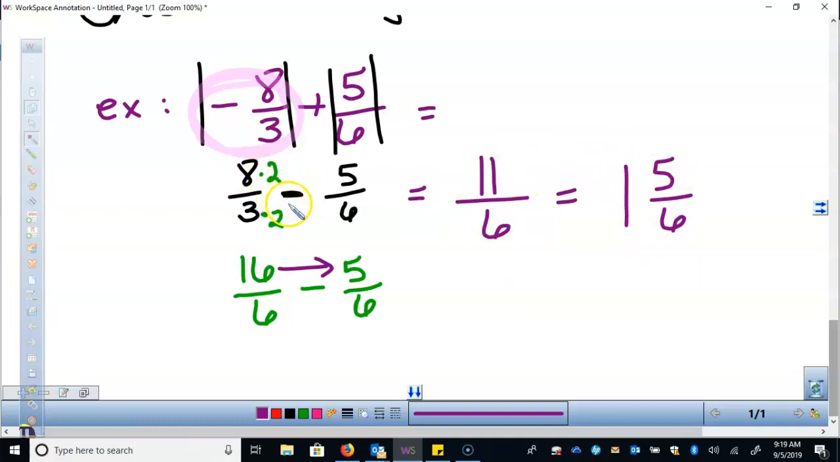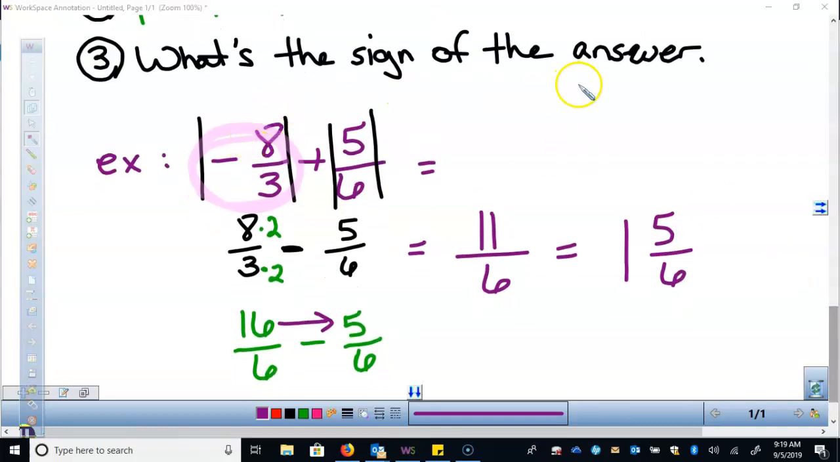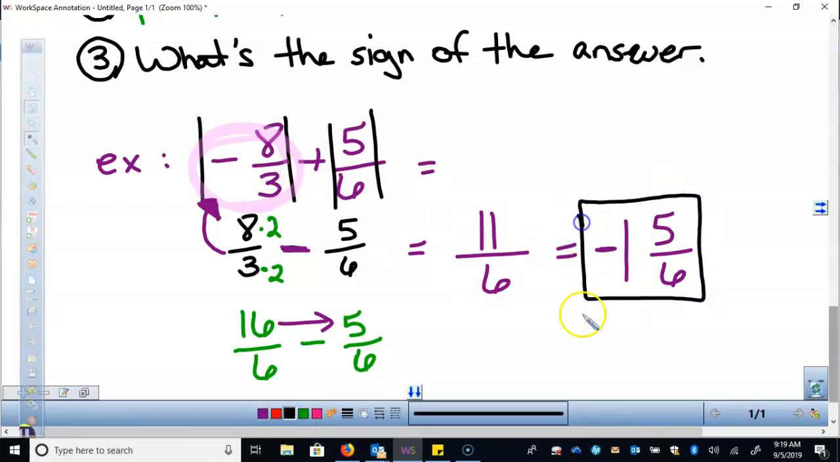Now we have to figure out, well, what's the sign of my answer? We subtracted, which means we need to keep the sign of the one that we have the most of. So we had more negatives than we had positives. The answer is going to stay negative for that reason. And there you go.